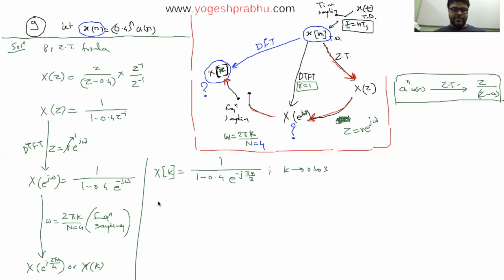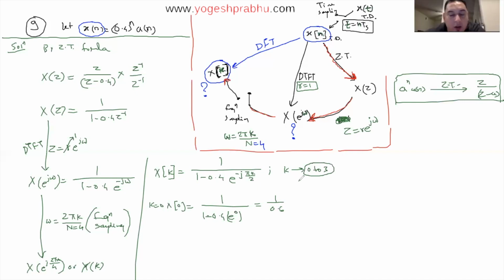Let's put the values. At k equals 0, X of 0 is going to be 1 over 1 minus 0.4 e to the 0, and e to the 0 is just 1. So all we're doing is substituting k for 0. As I told you, k is going to go from 0 to 3, so we're doing that 4 times. So this becomes 1 minus 0.4, and e to the 0 is just 1. 1 minus 0.4 is 0.6. That's 1 over 0.6.